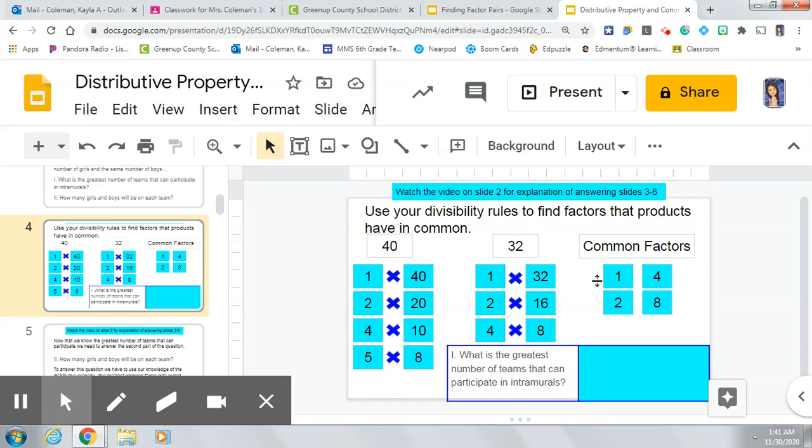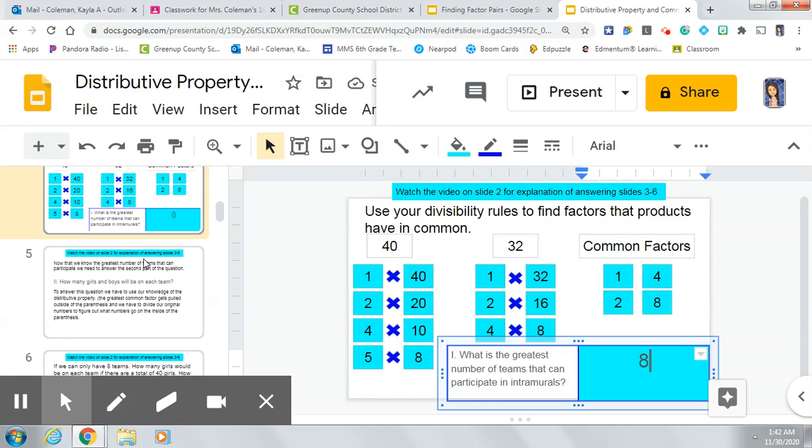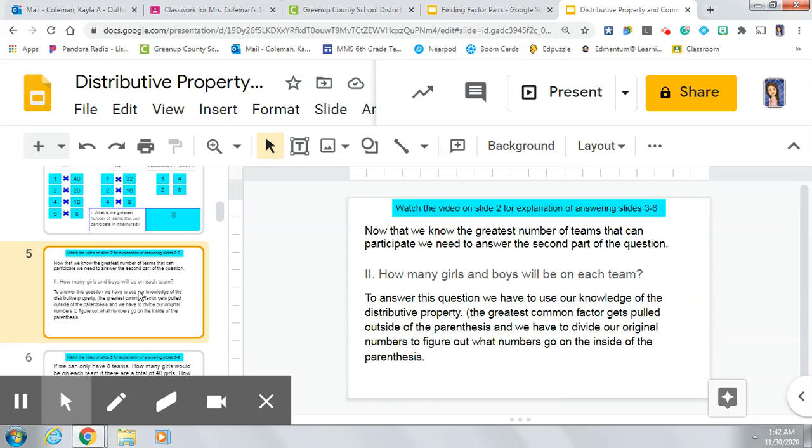We don't just want one team. If we had one team, that wouldn't really be fun. 2 teams wouldn't really be that fun. You'd play one game, you'd be done. 8 teams is the largest amount of teams that you can have participate, so we're going to put 8. 8 is the greatest number of teams that we can have. Okay, the second question that covers this slide is how many girls and boys will be on each team.